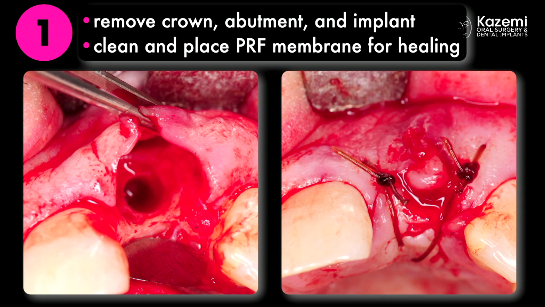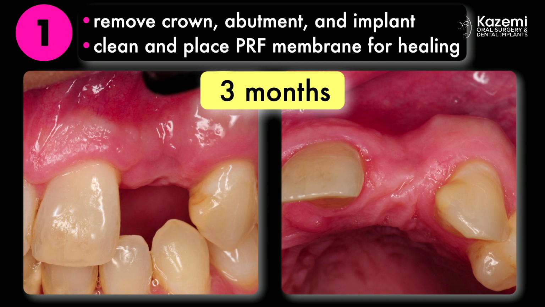Next, we clean the area and then place a platelet-rich fibrin membrane, which is obtained from the patient's own blood, and this really helps to promote the gum tissue healing and let it mature for the next 3 months. And here's the patient after 3 months of healing. The gum tissue has matured quite nicely, and of course we have a ridge and a bony defect that we need to address before replacement with a new dental implant.